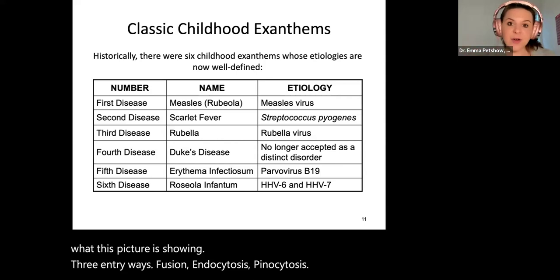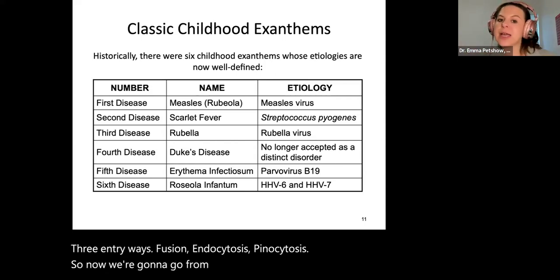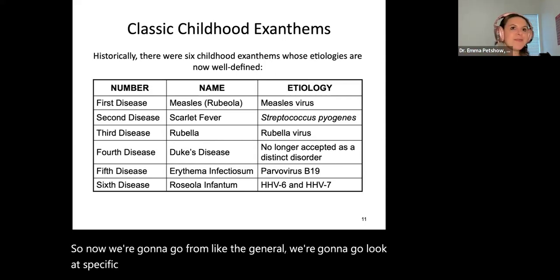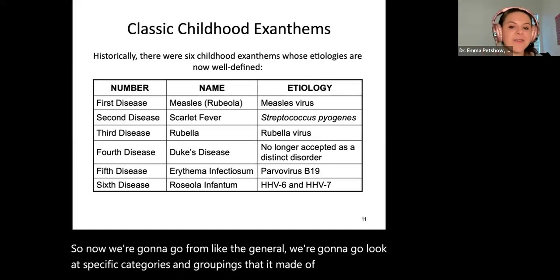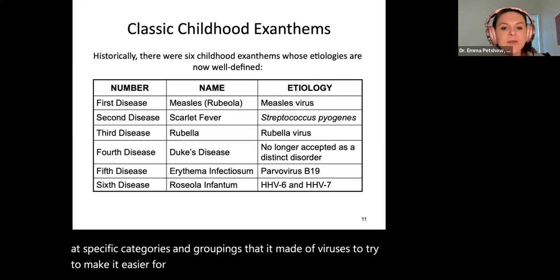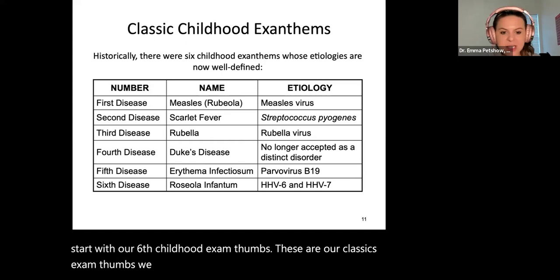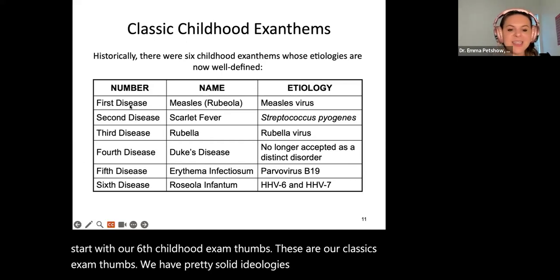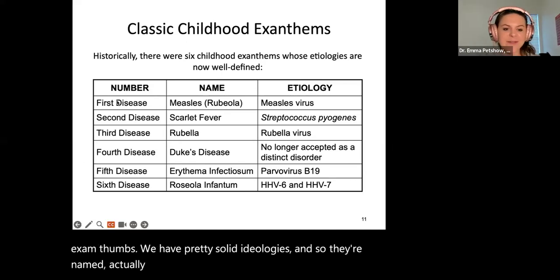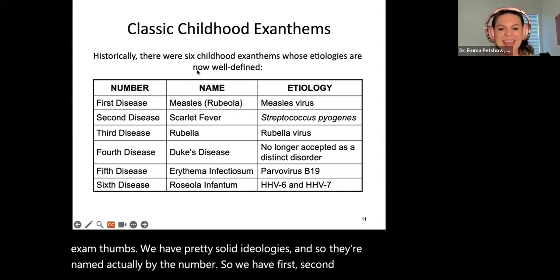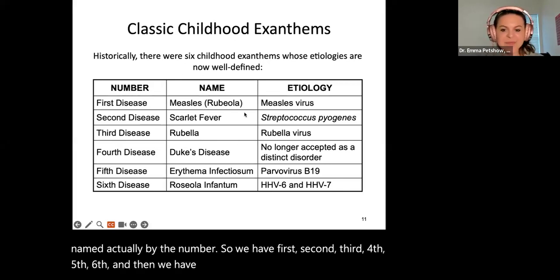So now we're going to go from the general to look at specific categories and groupings that we've made of viruses to try to make it easier for memorization purposes. So we're going to start with our 6 childhood exanthems. These are our classic exanthems. We have pretty solid etiologies, and so they're named actually by the number. So we have 1st, 2nd, 3rd, 4th, 5th, 6th, and then we have their actual name, and then we have their etiology.